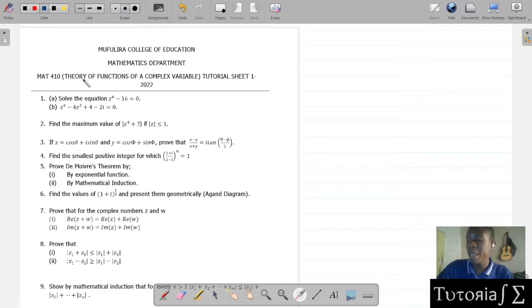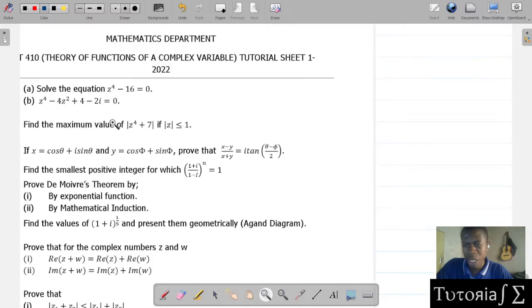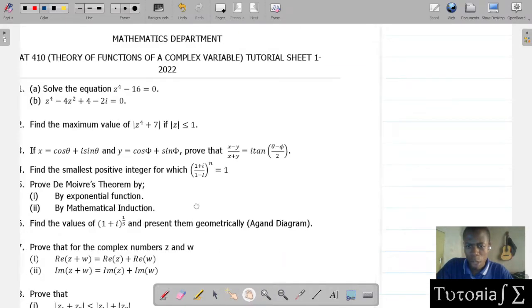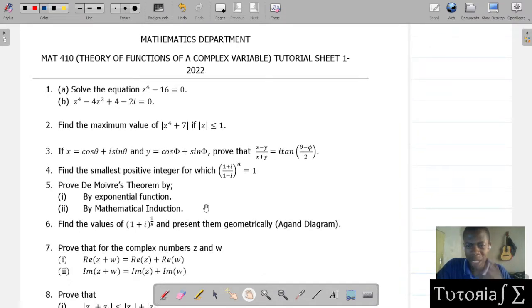Question one, we have some equations here. Let me just zoom in on the question so that you are able to see properly. Solve the equation z to the power 4 minus 16 equals 0.